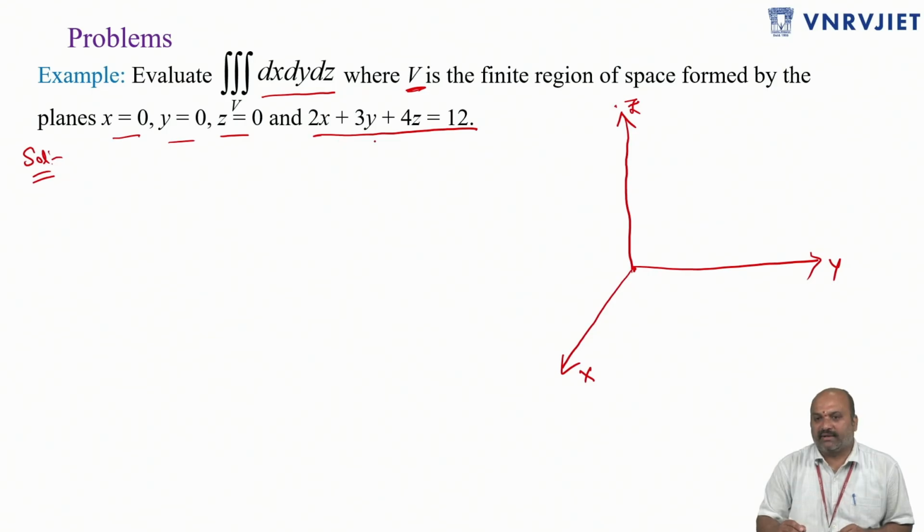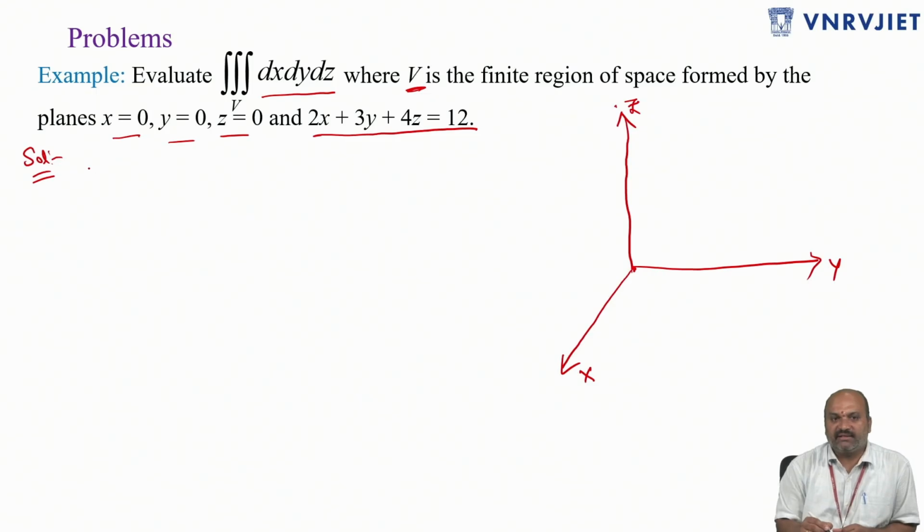And how to draw this one? If you remove 4z, 2x plus 3y equals 12 is a straight line. In three dimensions, 2x plus 3y plus 4z equals 12 is a plane. Suppose you don't have 4z, so 2x plus 3y equals 12 is a straight line. We can identify the x-intercept and y-intercept and draw the straight line. In a similar manner, you can identify the x-intercept, y-intercept and z-intercept using this plane, plot them and join them by straight lines. You get the plane.